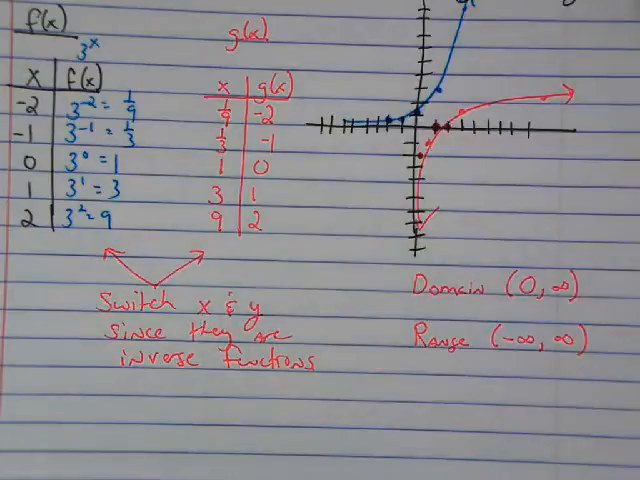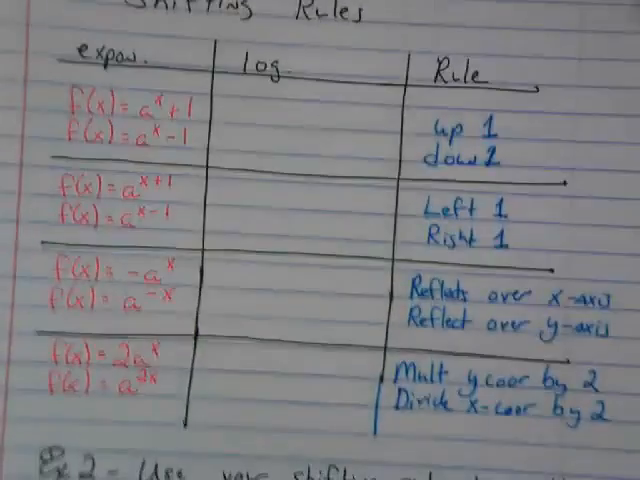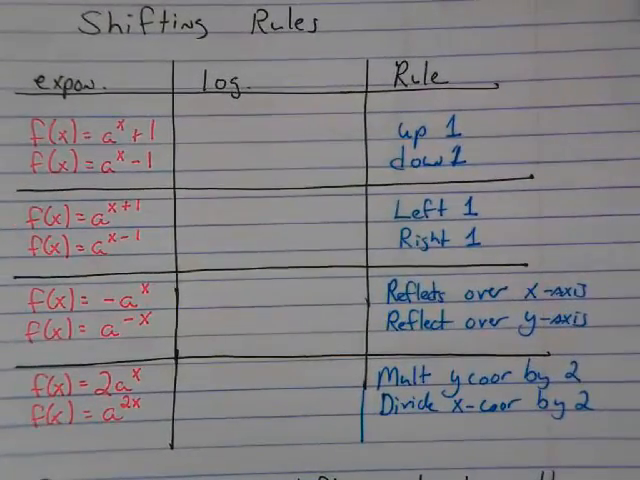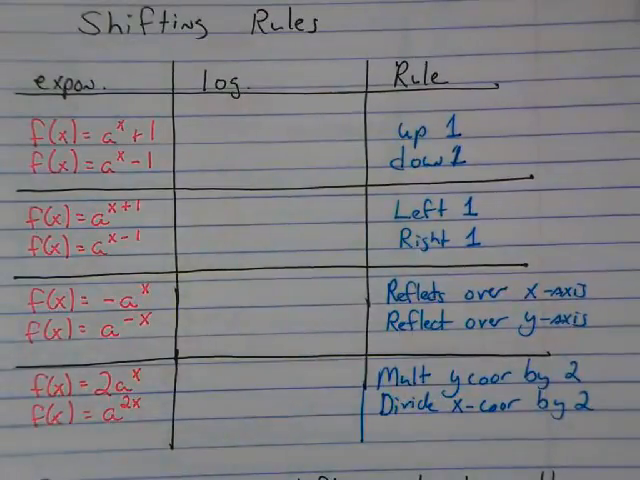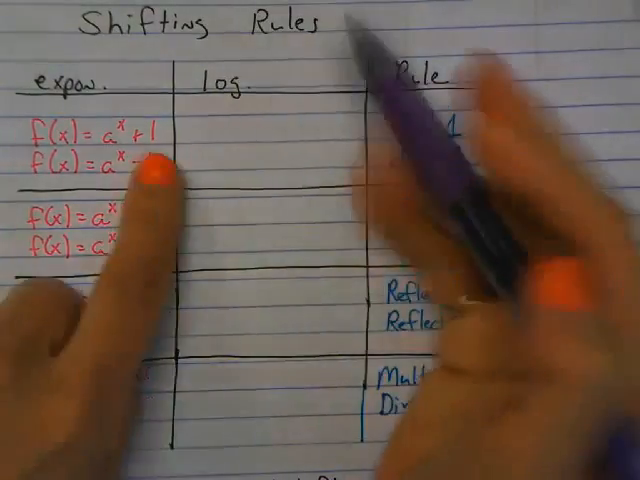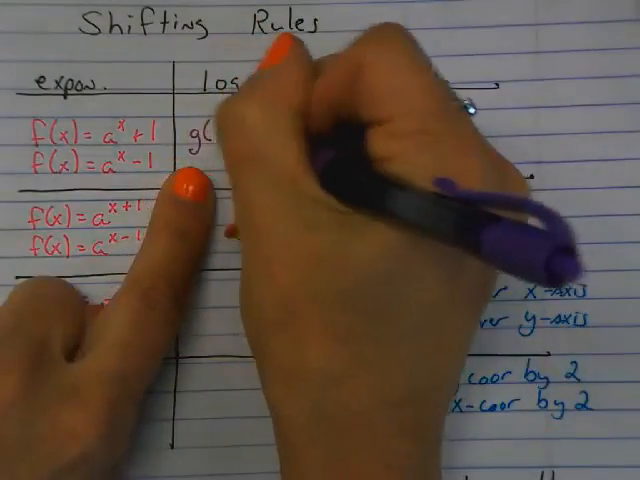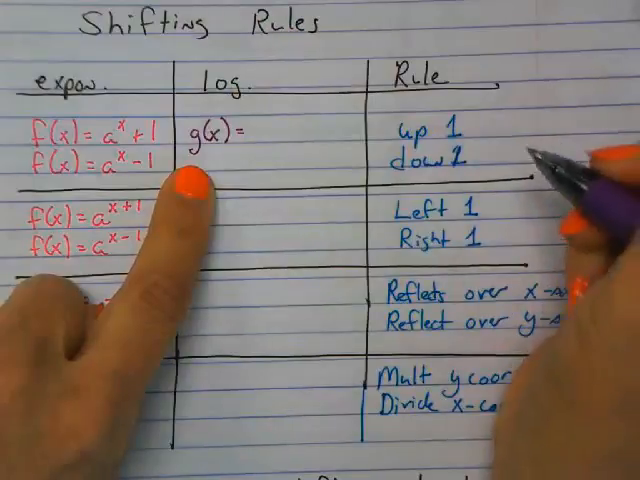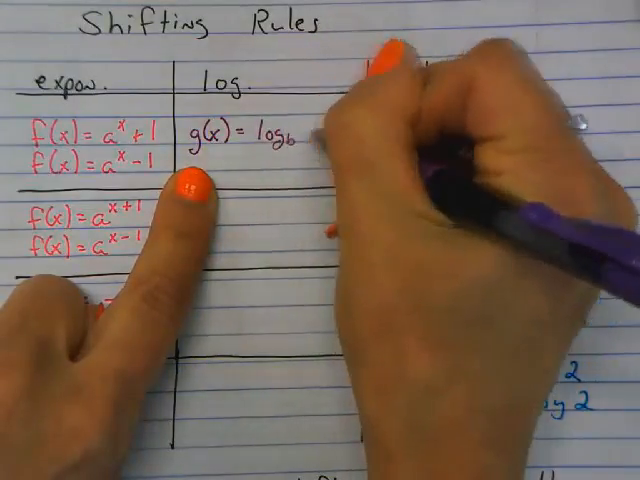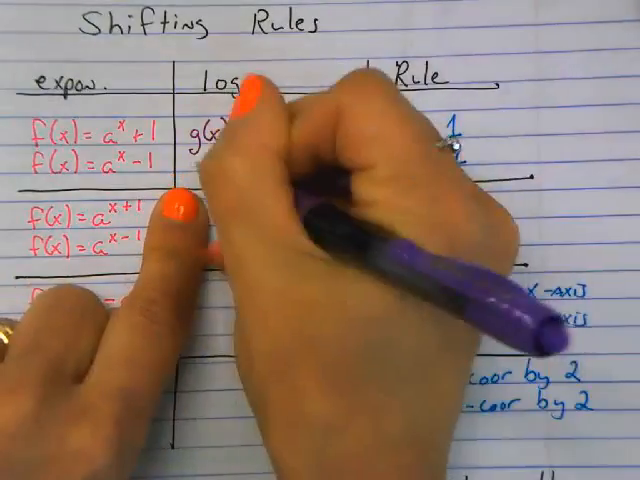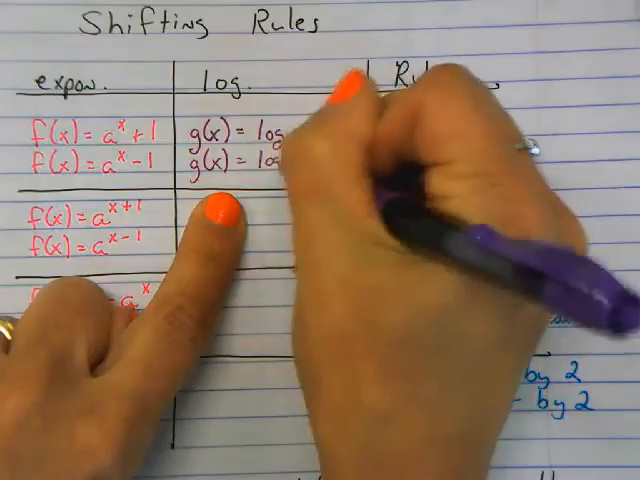Alright, last thing I'm going to leave you with. I would like you to pull your shifting rules back out that we started yesterday. And I want to go ahead and add to them. So, in the middle, I'm going to put, I think I'll use purple, our logarithmic functions. So a vertical shift up is going to look like log b x plus 1. And a vertical shift down would be log b x minus 1. So again, that plus and that minus are not attached to the actual function.